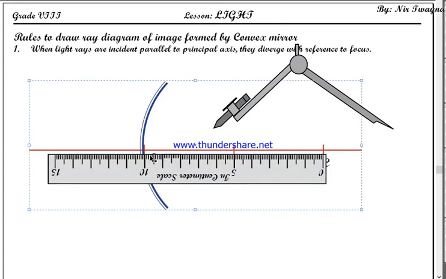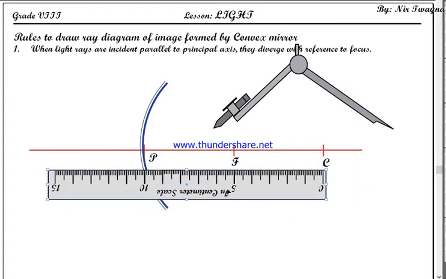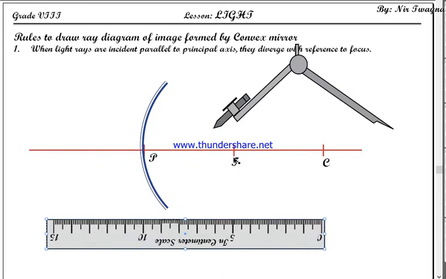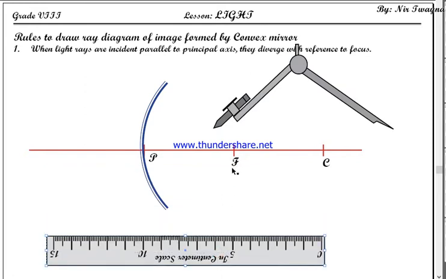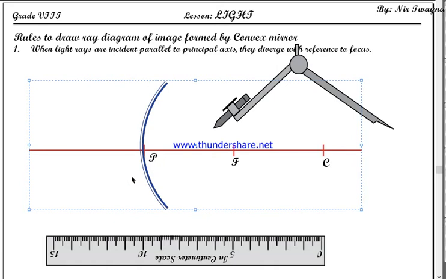From C, exactly at 5 centimeter take another point, and again at 10 centimeter take another point, in the gap of 5 centimeter. That means the focal length of this mirror we are taking to be 5 centimeter. The first point you have marked would be F or focus, and the second point you have marked would be P or pole of the mirror.